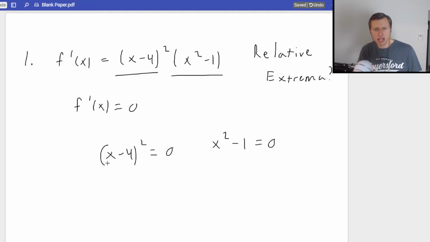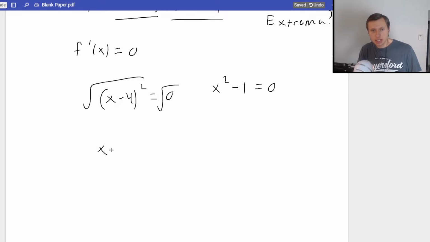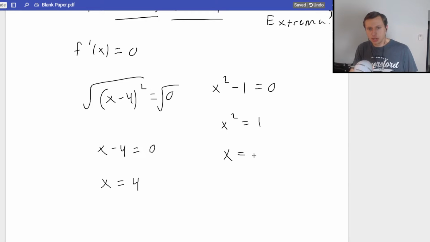For the left side, a lot of people get tripped up by this, but it's not that bad. You just take the square root of both sides. It's easy. And then x minus 4 will just equal 0. So x equals 4 is one of our solutions, our critical points. Then for the other side, x squared minus 1 equals 0. You can add 1 to both sides. x squared equals 1, and x is just going to equal plus or minus the square root of 1, so plus or minus 1. These are our critical points. We have 3 critical points.